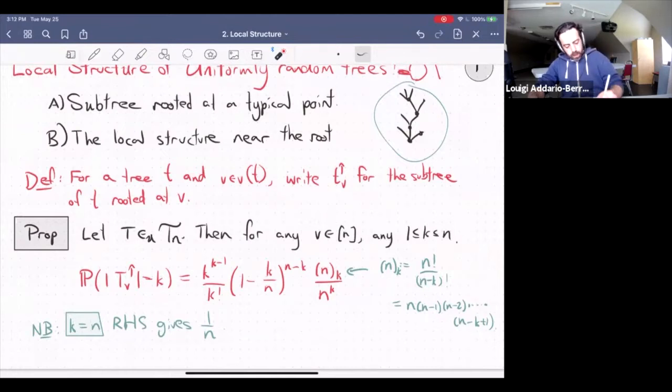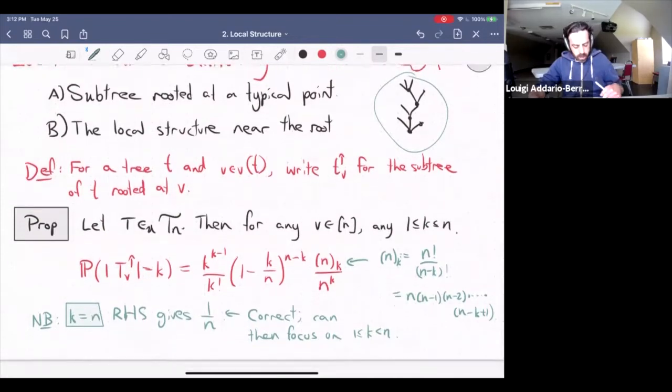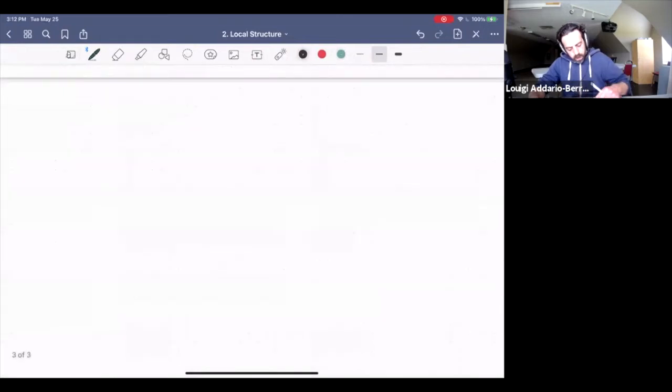Right. So this is correct. And so when I'm proving the proposition, I can focus on k strictly less than n. That's just so that I don't have to worry about dividing by 0 or something like that. Okay, so is the statement of the proposition clear? Okay, great. So let me continue.